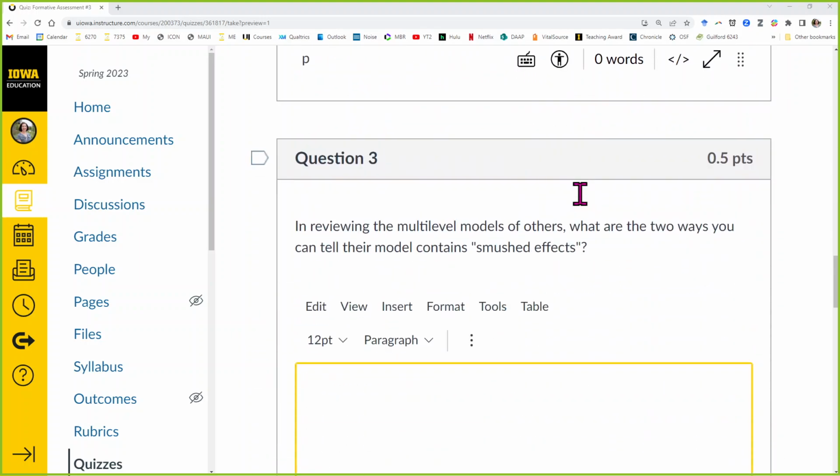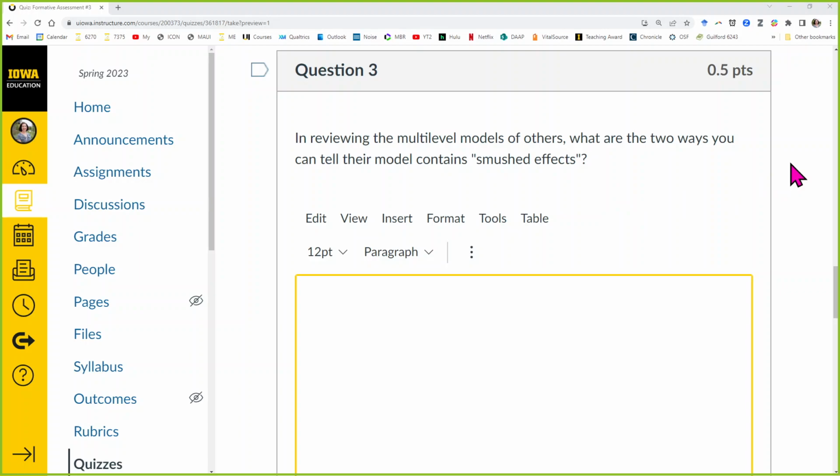Number 3. What are 2 ways you can tell if you're reading a paper that you're dealing with smushed effects? If they don't tell you what's level 1 and level 2, you can't tell how they've unsmushed. If they don't discuss it, if they're just like, here's my time varying predictor, the end, that's a good sign. So if you're looking at a table of results, for instance, and there's no level 2 version of each level 1 predictor, or they didn't explicitly say that they within centered first, which is another option to remove the level 2 variability. What about explained variance?